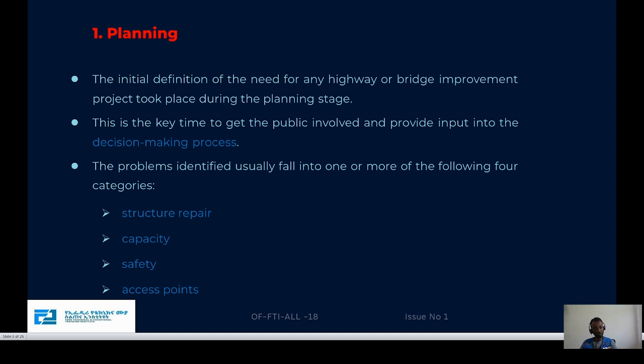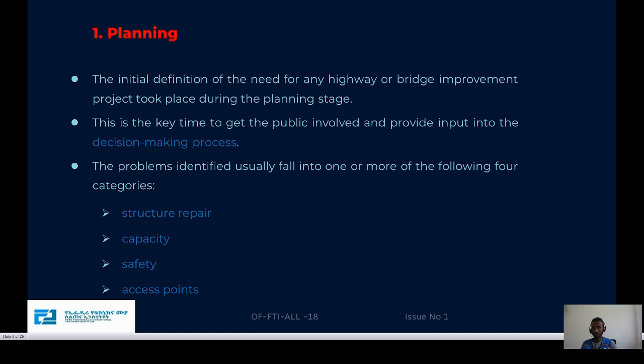So we will deal with the details of the planning stage. The initial definition of the need for any highway or bridge improvement project takes place in the planning stage. At the planning stage the designers work together with the community, so it is a decision-making process with the public or the community. The problems identified at these stages are mostly categorized into 4 major parts. There is structural repair.